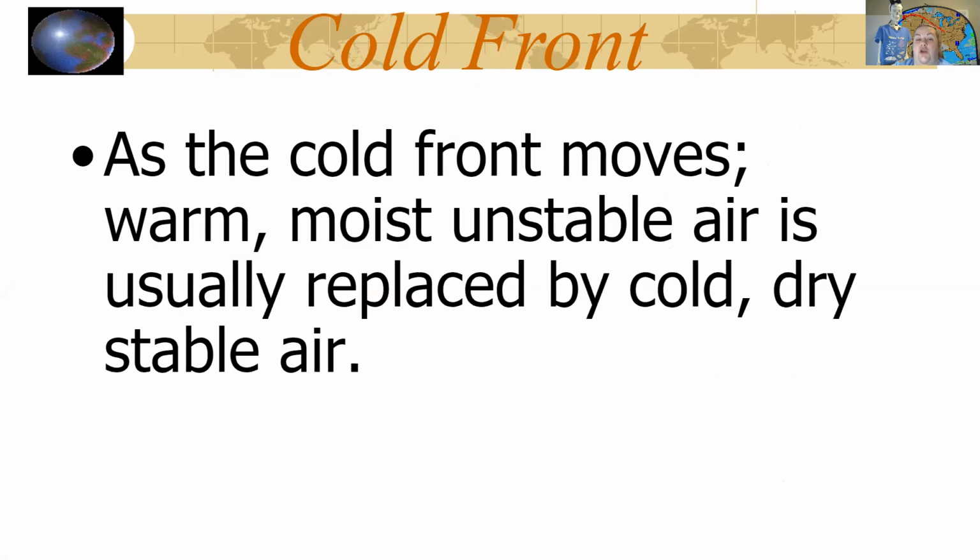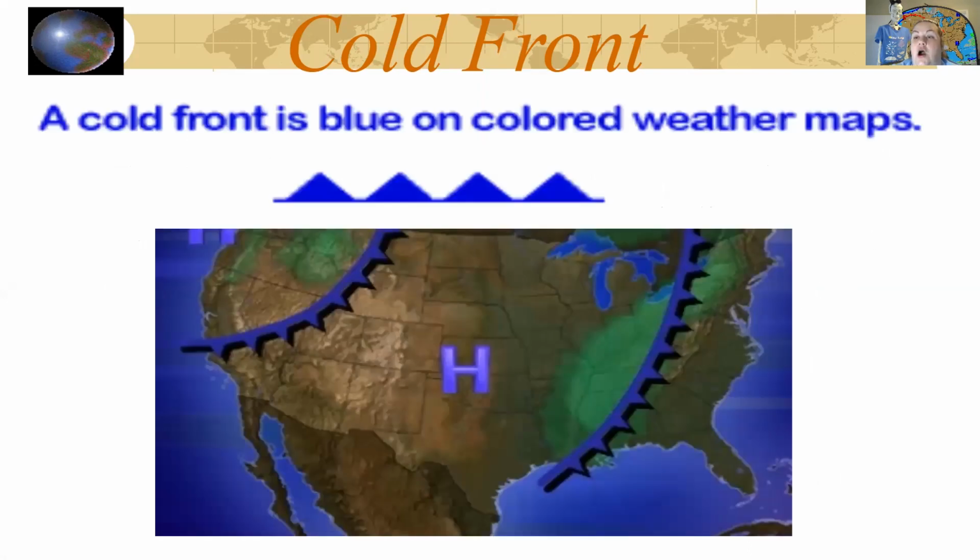So as the cold front moves, warm, moist, unstable air is usually replaced by cold, dry, stable air. On a weather map, you will see a cold front in blue. And the cold front has little teeth, little triangles. And the way those triangles are facing depends on the way that cold front is moving.